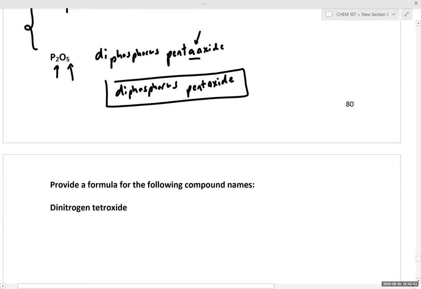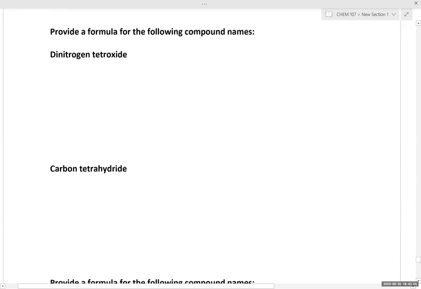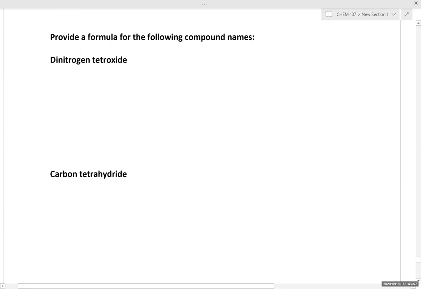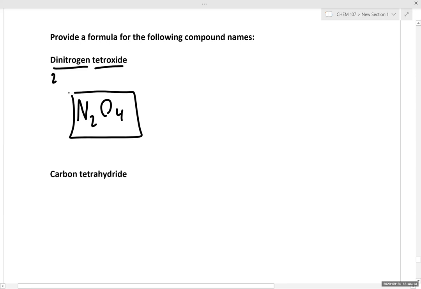Okay, let's keep going and let's try to provide a formula for the following names. I'll do the first 2, you'll do the next 2. So dinitrogen tetroxide. Di tells me to write 2. Tetra tells me to write 4. Nitrogen, oxide, oxygen. Perfect. Does this first example make sense? It's pretty easy to write the formula of covalent compounds. It almost gives you a step-by-step guide.